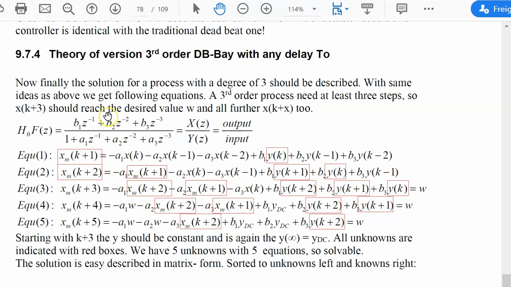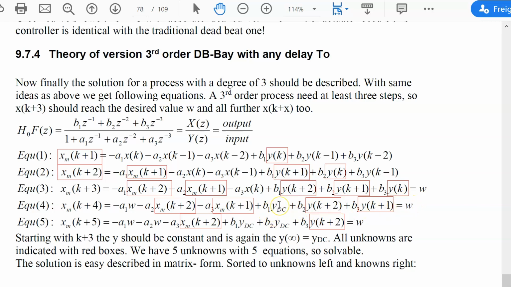Caused by the knowledge of a deadbeat controller, a third order process needs at least three steps to get the final value. So here you see in the third prediction I can set this to W, and in the fourth equation I set this also to W, but here I have the output of the controller. I call this y infinity by DC. This is the value which again can be calculated by W divided by DC gain.